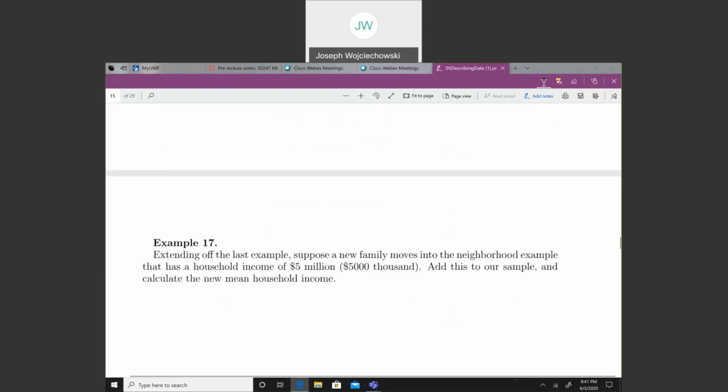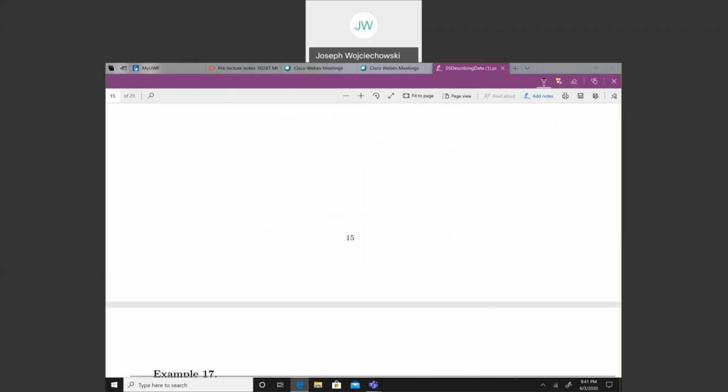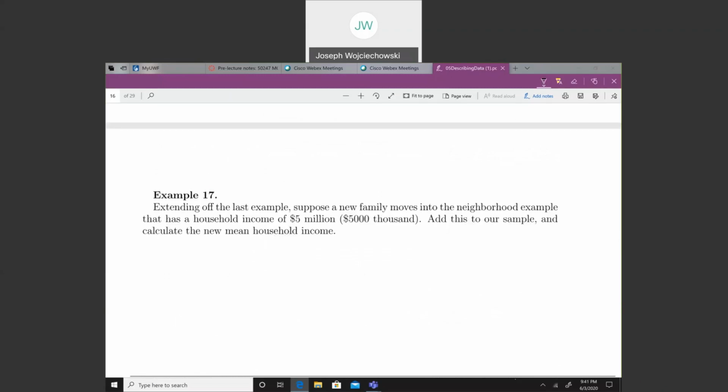Okay, so let's take that one step further. What did we know? We knew our sum of x's was 3390 and our n was 100. Extending off the last example, suppose a new family moves into the neighborhood that has a household income of 5 million, which is 5,000 thousand. Add this to our sample and calculate the new mean household income.